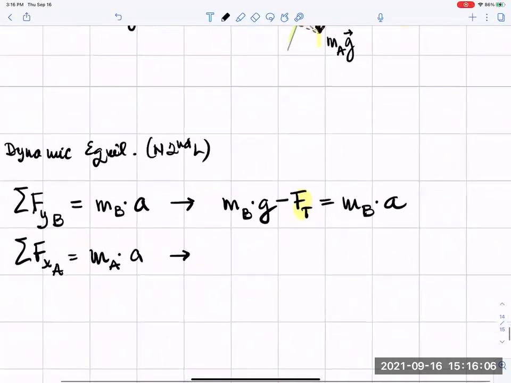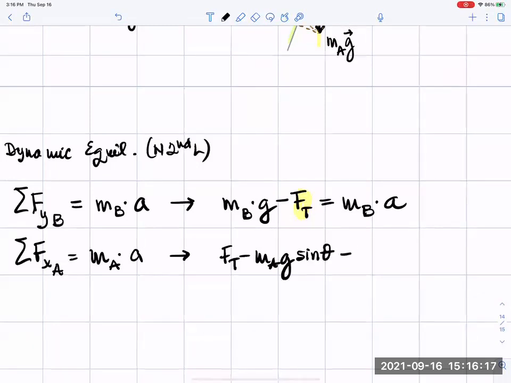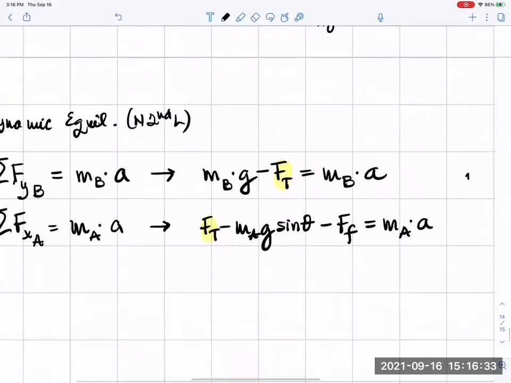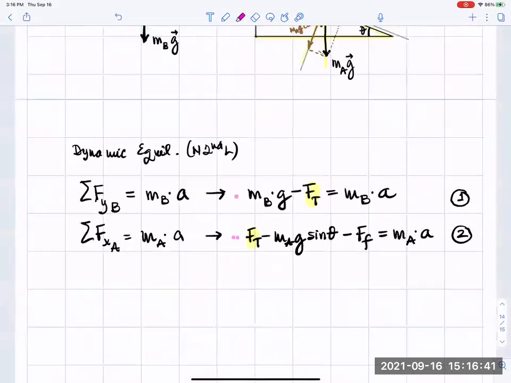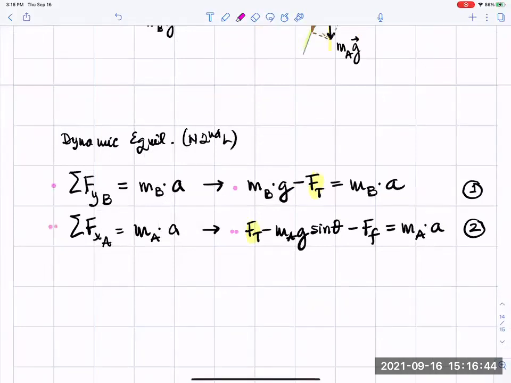So let's write this down. So we have force of tension minus MAG, and now it's going to be sine of theta, minus the force of friction equals the mass of body A times the acceleration of the system. So as you can see now, I can replace my force of tension with whatever I pull out from equation 1. Let's put some numbers to that. So here's equation 1, here's equation 2. I can even put my dots there so we can stay organized. Okay, so let's see, what do we do next?